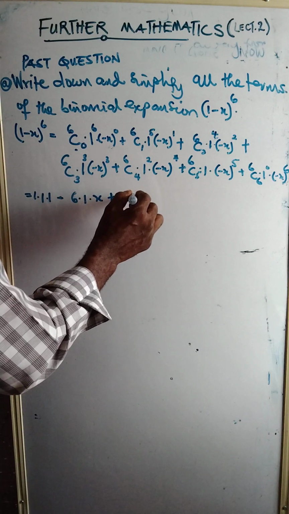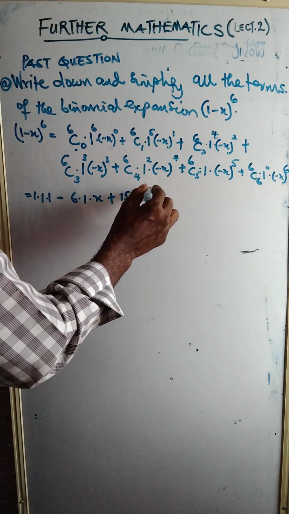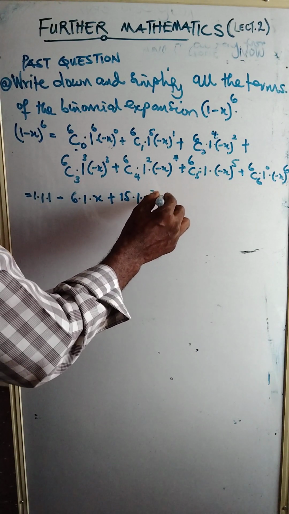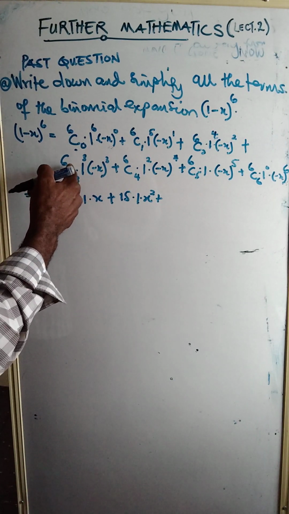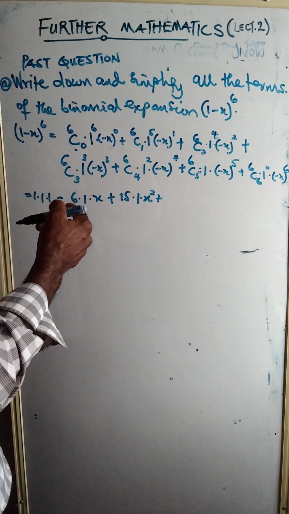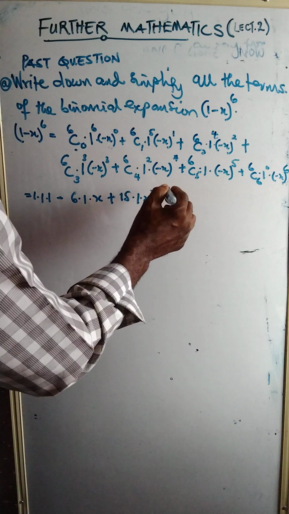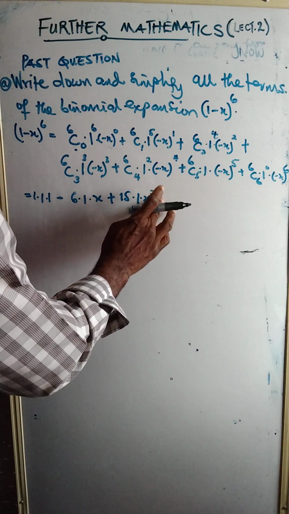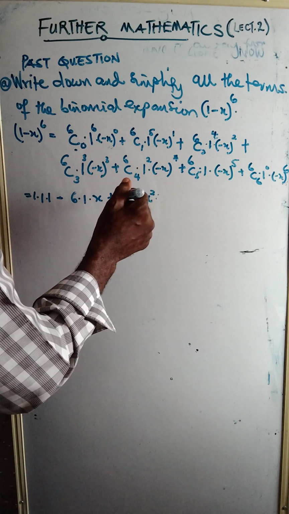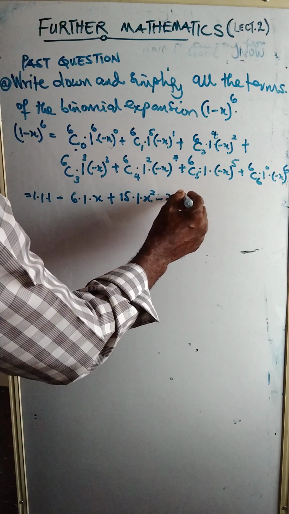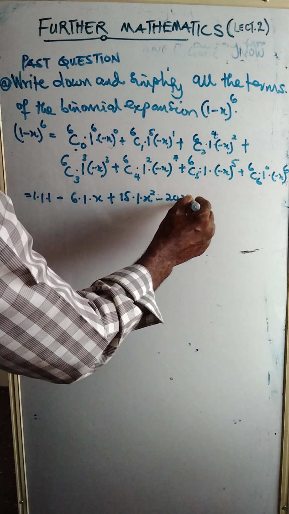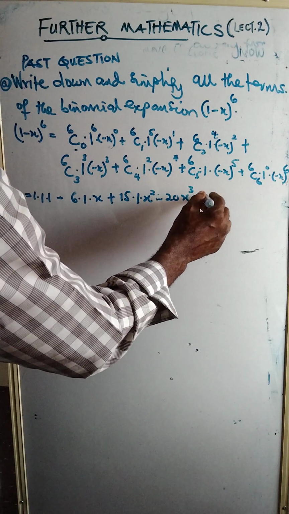15 times 1, then you have times x squared. So the next one, you work this one out, that's likely to give you 20, all right? If you do the 6 combination, that's going to be minus 20, and then you have x raised to power 3.